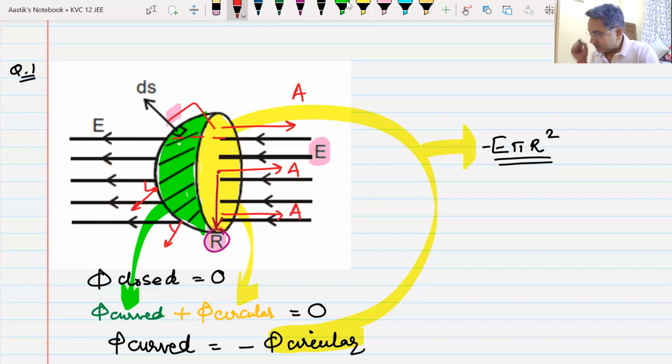Am I making sense, or is it all going above your heads? Yes or no?